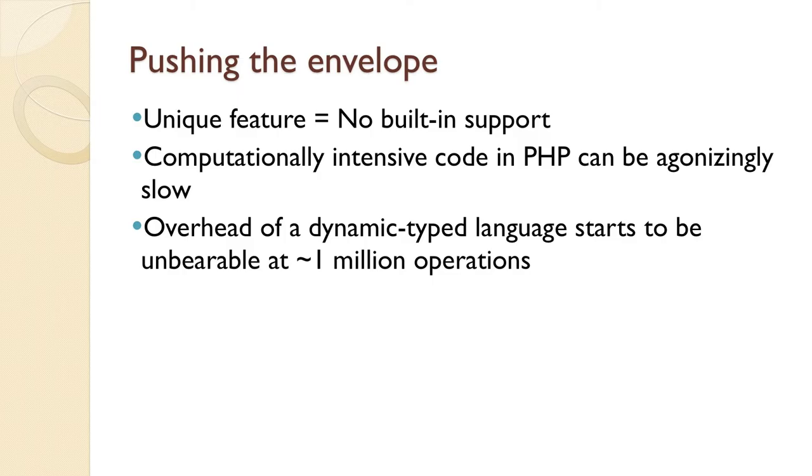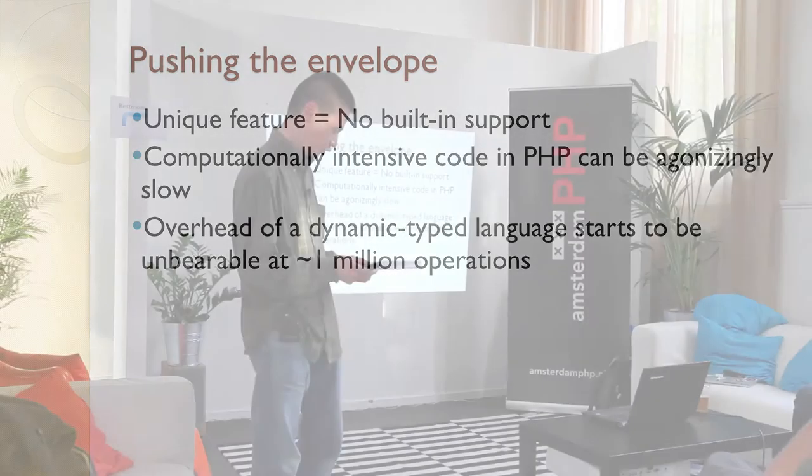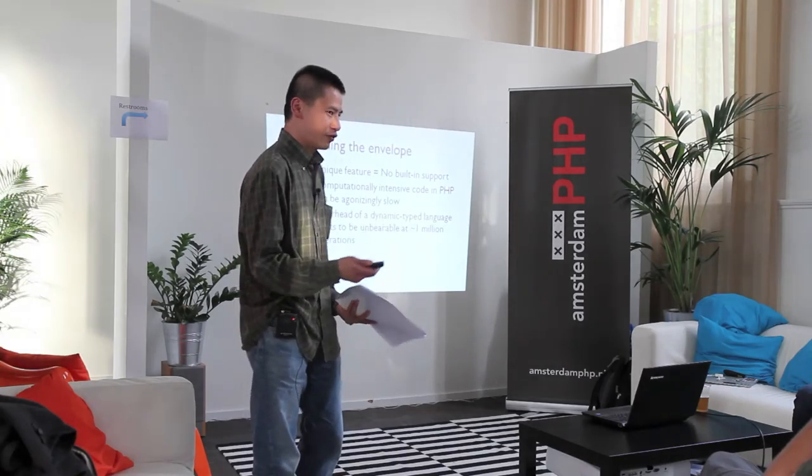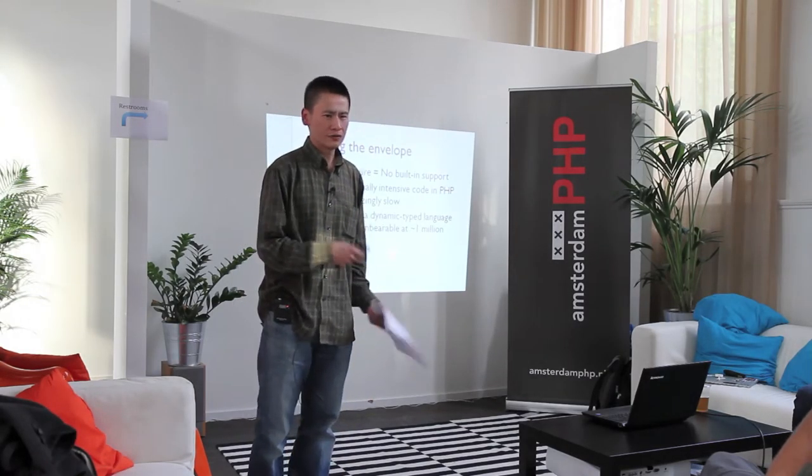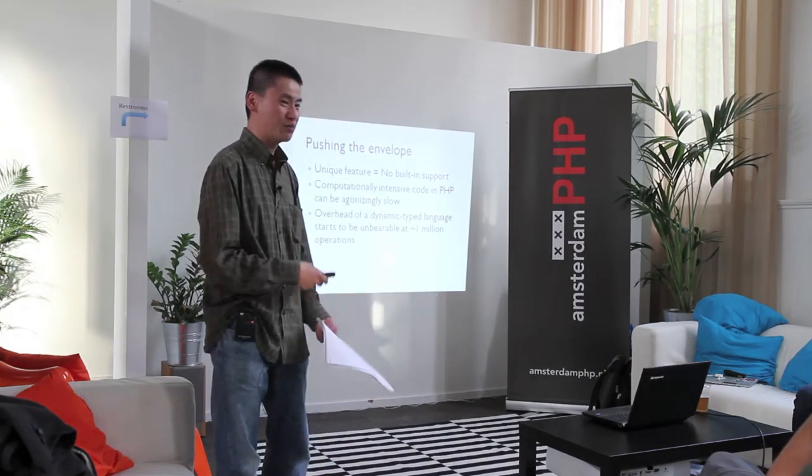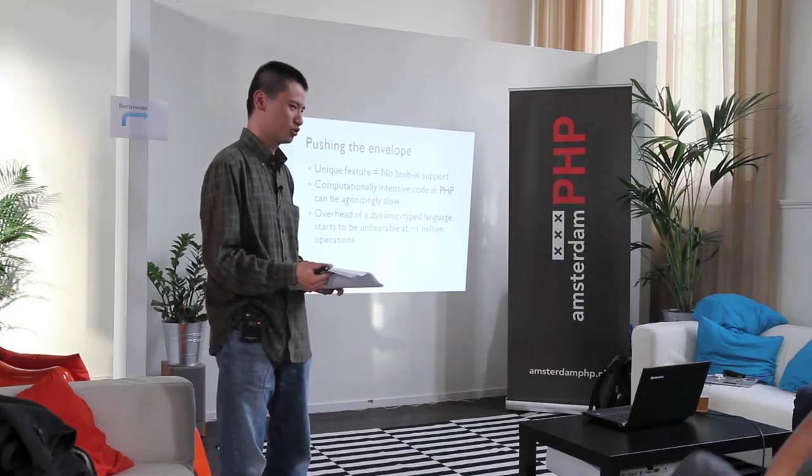PHP is a high-level dynamic language. It's not designed to do low-level stuff. The overhead of a dynamic language starts to become really apparent when you're doing something that takes over 1 million operations. You might end up with a script that takes 5-10 seconds to finish, and in most cases, that's just too slow.